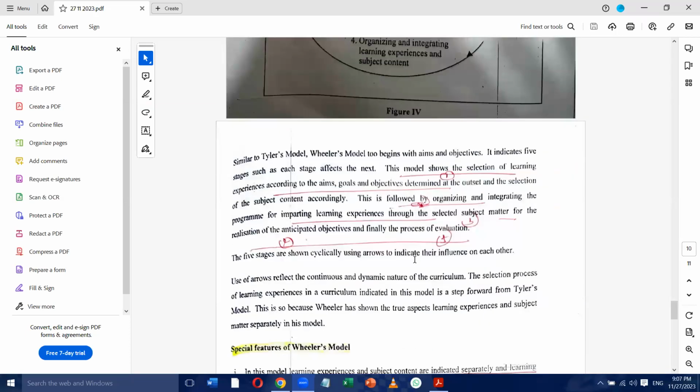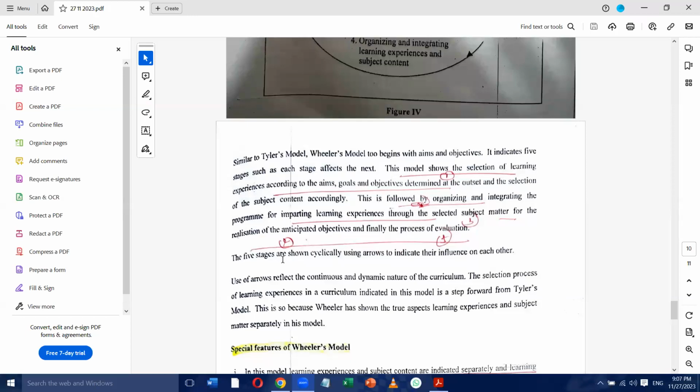Similar to Taylor's model, Wheeler's model too begins with aims and objectives. It indicates 5 stages, and each stage affects the next. It has a connection with the next stage, each and every stage. This model shows the selection of learning experiences according to the aims, goals, and objectives determined at the outset, and the selection of subject content accordingly. This is followed by organizing and integrating the program for imparting learning experiences through the selected subject matter, then the realization of the anticipated objectives, and finally the process of evaluation.